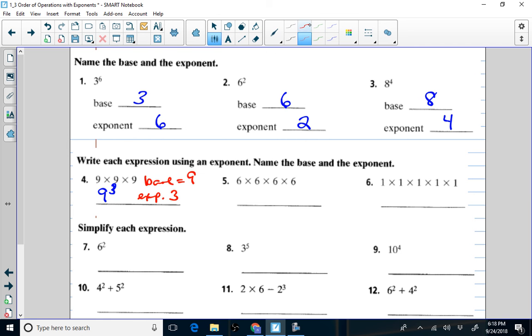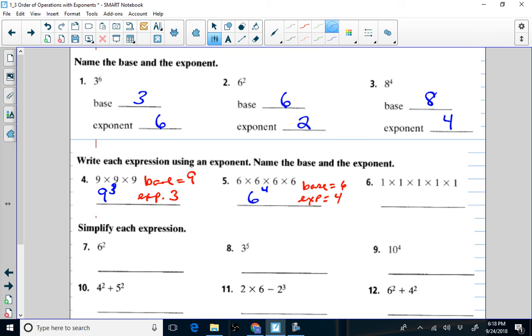My next example, I have 6 as my base number. It's being used as a factor 4 times, right? So my base is 6. My exponent is going to be 4.